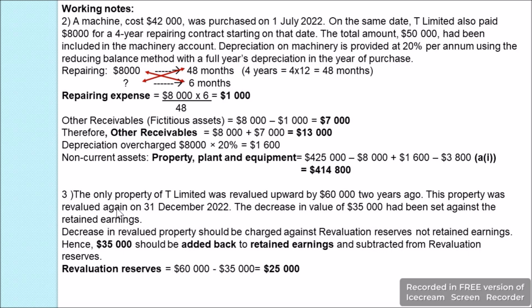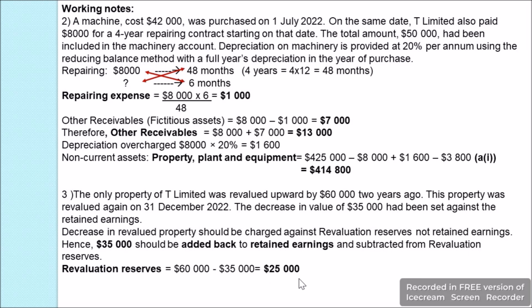This property was revalued again on 31st December 2022. The decrease in revaluation of 35,000 has been set against retained earning. You see, whenever we have a revaluation reserve, if the value of the same asset which we have revalued upward is decreased, we will subtract it from the revaluation reserve, not the retained earnings. So for this, what we are going to do is, we are going to add back this 35,000 to retained earning, and we will subtract this 35,000 from the revaluation reserve which was given as $60,000. So we will be left with the revaluation reserve as $25,000.